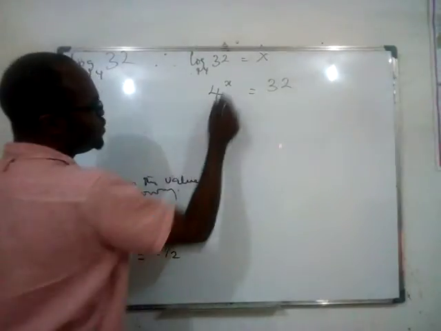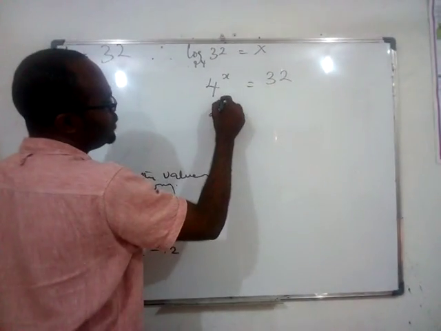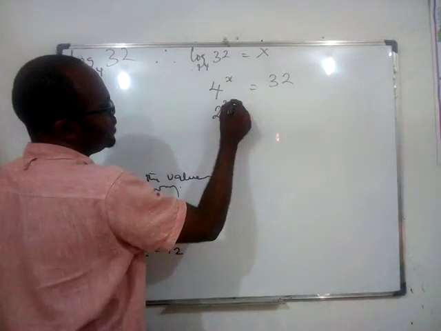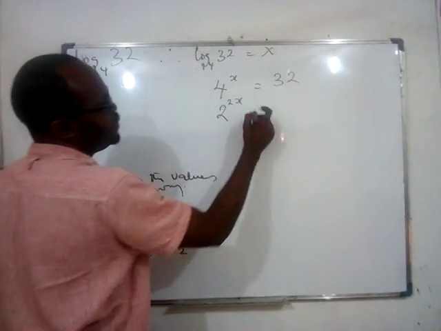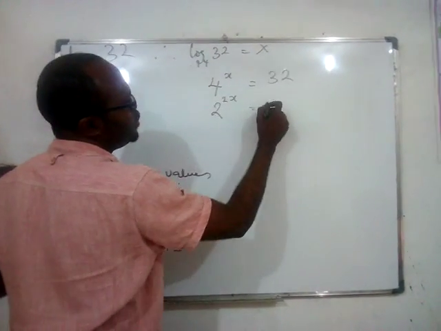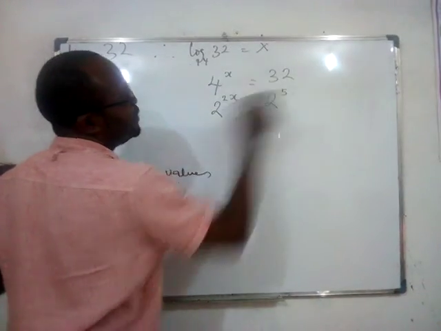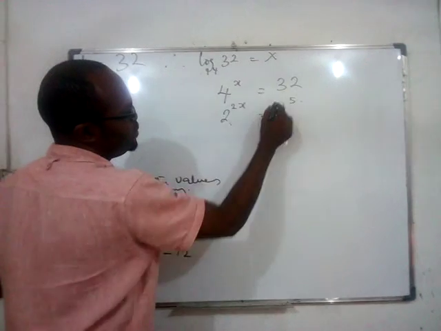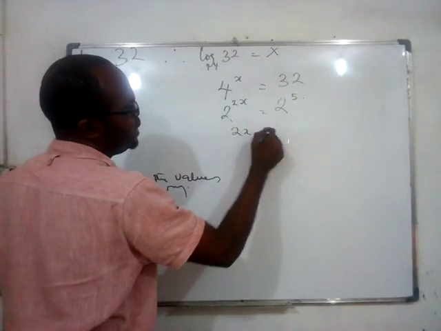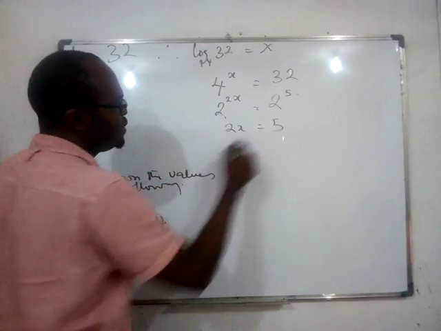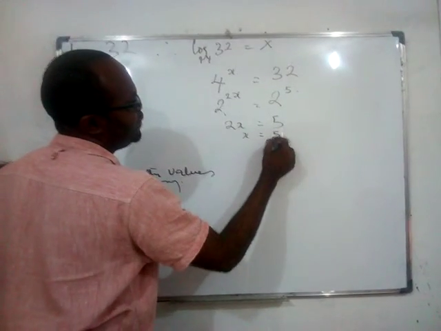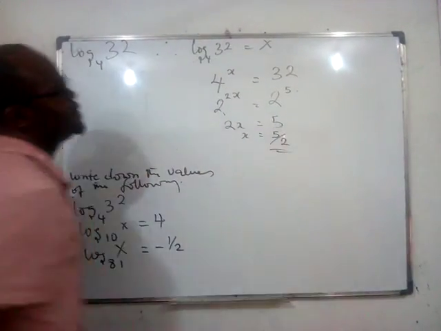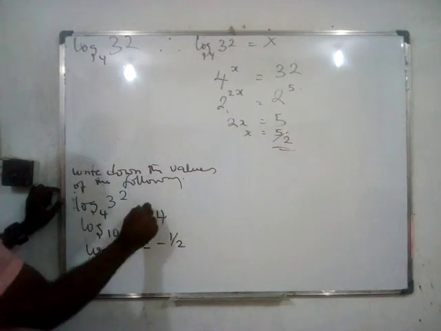32. Now we know that 4 is what? 2 to power 2, is it not? So we can write it like this, 2 to power 2 instead of 4 equal to 32. And 32 is what? 2 to power what? 5, is it not? So we can now have that this is 2, this is 2. So we have only 2x is equal to what? 5. So x is equal to what? 5 over 2. That is the answer. So that is this first one.